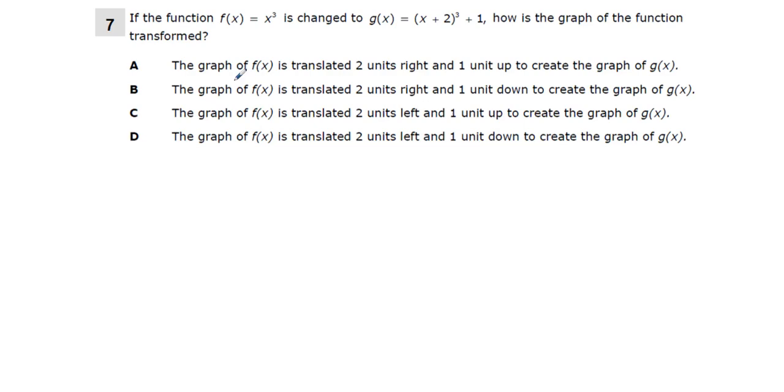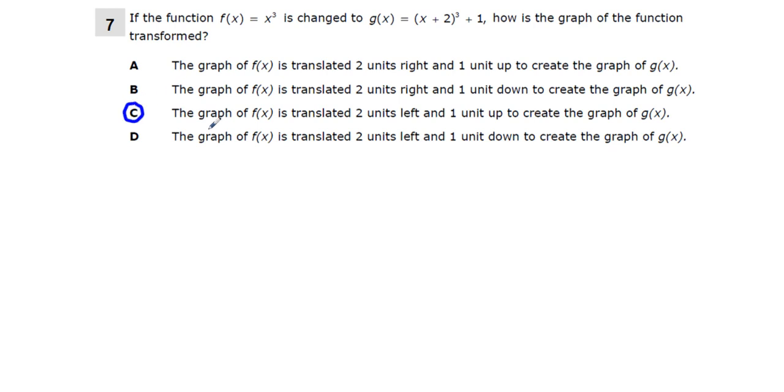Next, 7, if the function f of x equals x cubed is changed to g of x equals quantity x plus 2 cubed plus 1, how is the graph of the function transformed? And we went over graphical transformations very briefly. I had in parentheses here, x plus moves to the left and x minus to the right. So we're going to move 2 left with this 2 here and up 1. So 2 left and up 1 is going to be answer choice C.